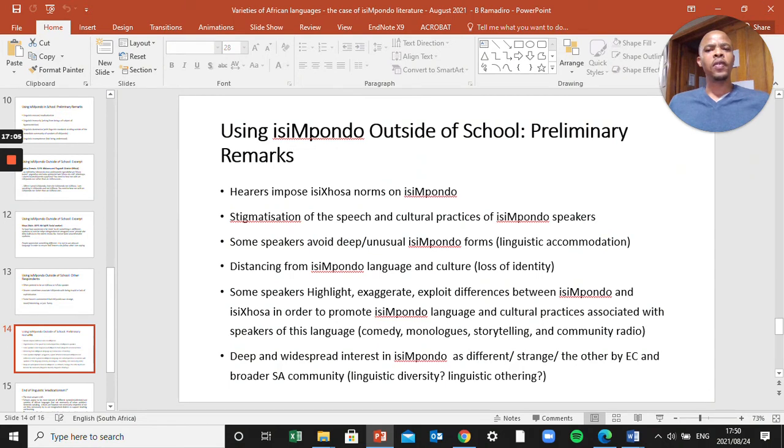We can observe that some speakers of isiMpondo avoid using quote-unquote deep or unusual isiMpondo forms when they're in the company of speakers of other varieties. This is an example of a linguistic accommodation strategy in order to enable communication with others. We can also observe that some speakers of isiMpondo distance themselves from the isiMpondo language and its culture, and this carries the danger of loss of identity.